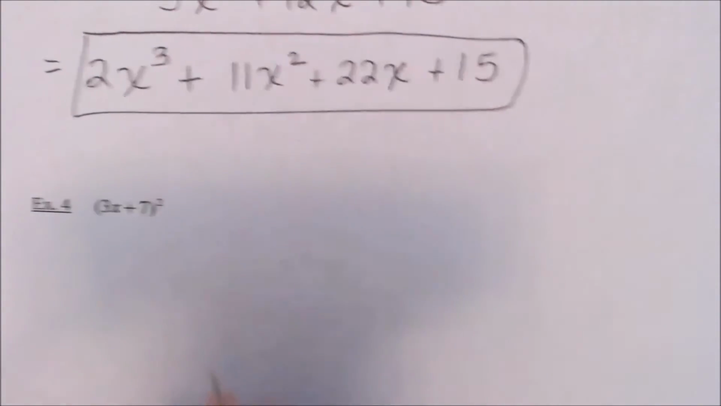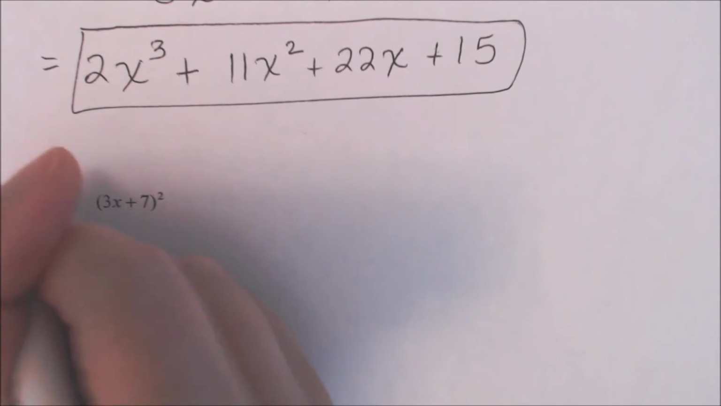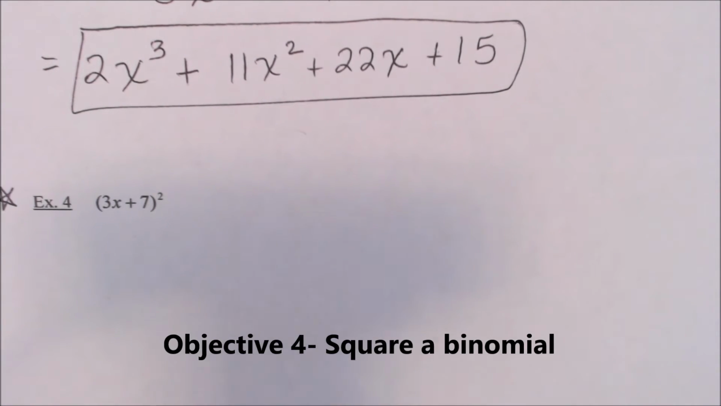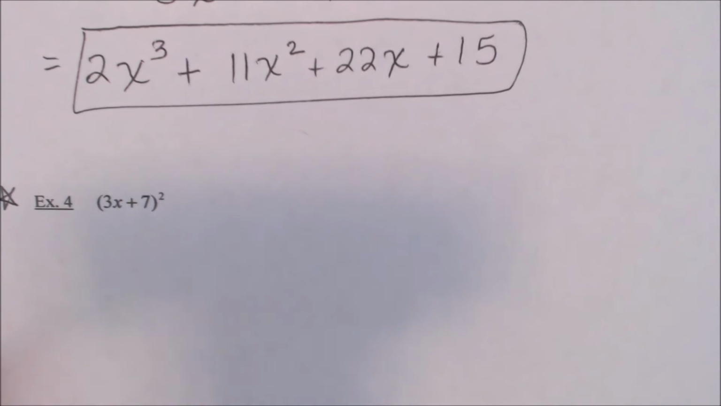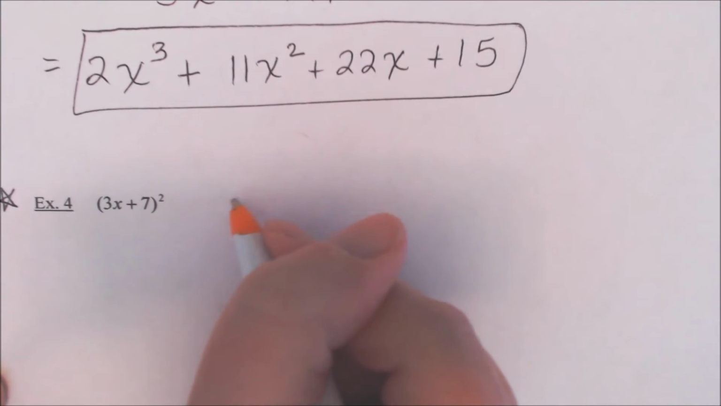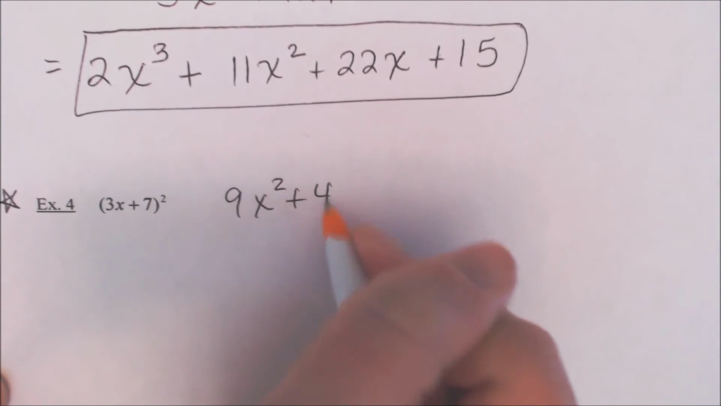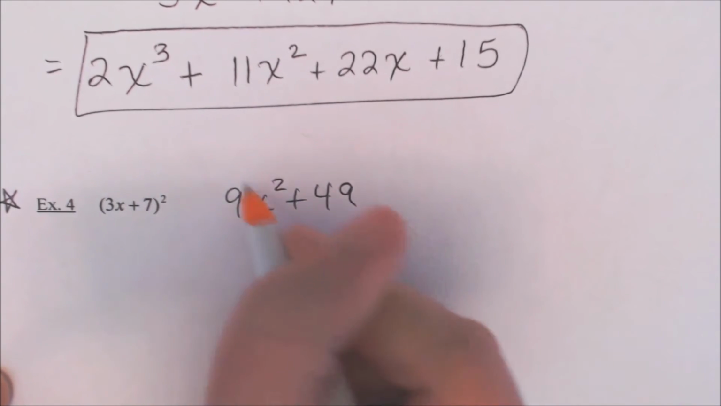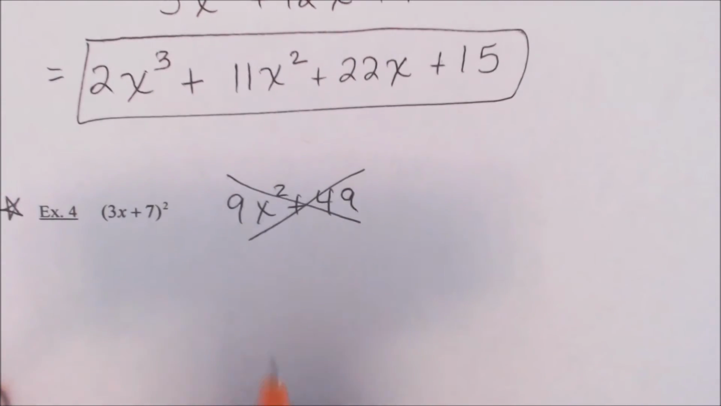The last example, and I think this is probably the most important example on this page, so pay really close attention to this question. We're asked to square a binomial. So we have 3x plus 7 squared. It's so tempting to just say square each of these and call it a day. That is not correct. So this is what I do not want to see on your paper. I don't want to see this. Okay, this is absolutely incorrect. You can't do it that way.